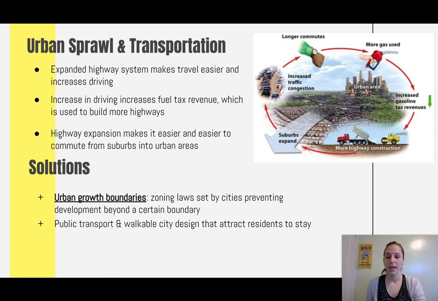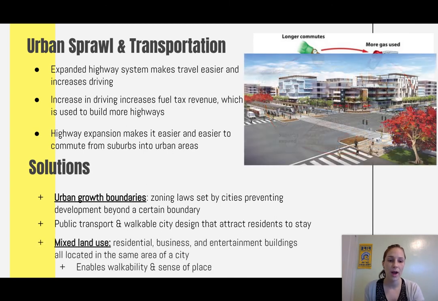Another thing that you can do is make it so that public transportation and walkability in your city design attract residents to stay. So instead of your city being decently spread out, you have these areas where you have things like light rails, subways, more buses. You have areas where you could have your grocery stores next to your work, which is next to some parks. So you can walk to everything. So why do you need to go to the suburbs if you've got everything you need right in this one area? And then additionally, we can have what's known as mixed land use.